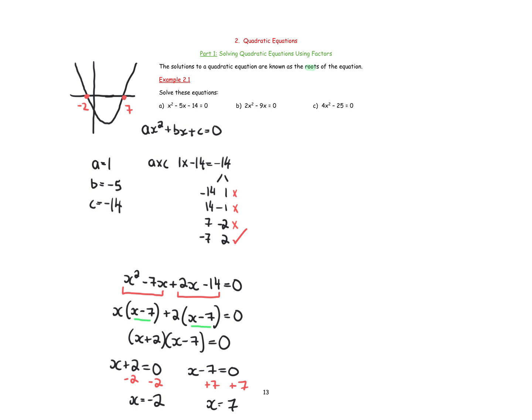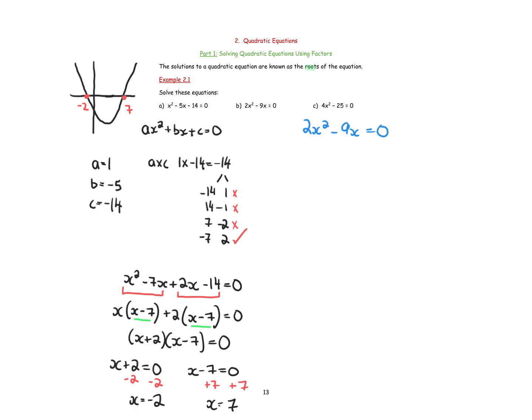The second quadratic is 2x squared minus 9x is equal to 0. This quadratic is a little bit different as it has no number. But if we write it down here, we have 2x squared minus 9x is equal to 0. This one is a little bit faster to solve.